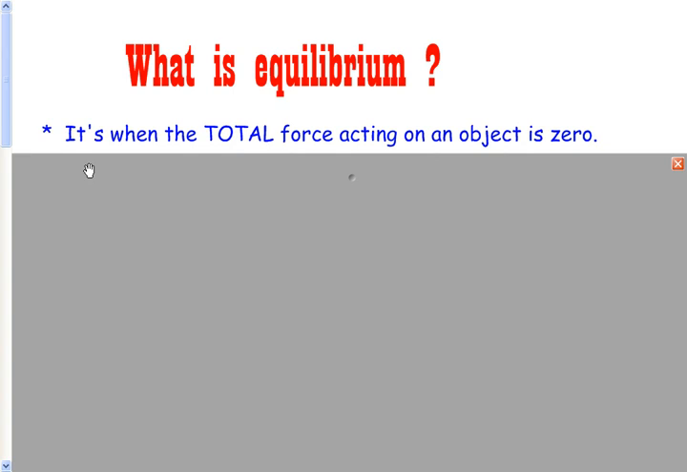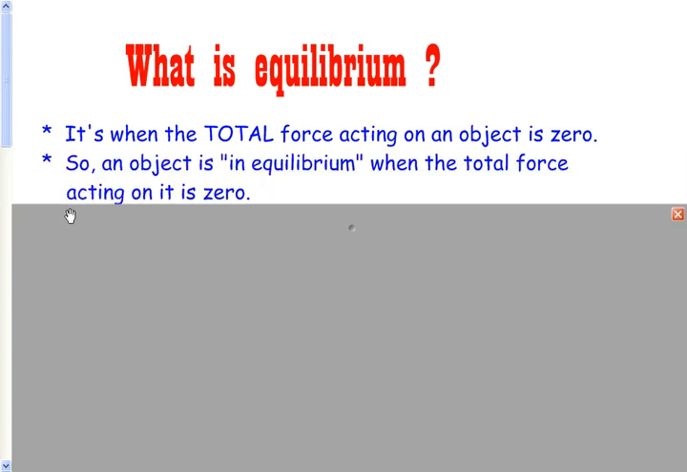Hey, so what is equilibrium? Well, it's when the total force acting on an object is zero. Notice that isn't saying that there aren't any forces acting on the object. It says that the total force acting on an object is zero. We'll see more about that in a little bit.